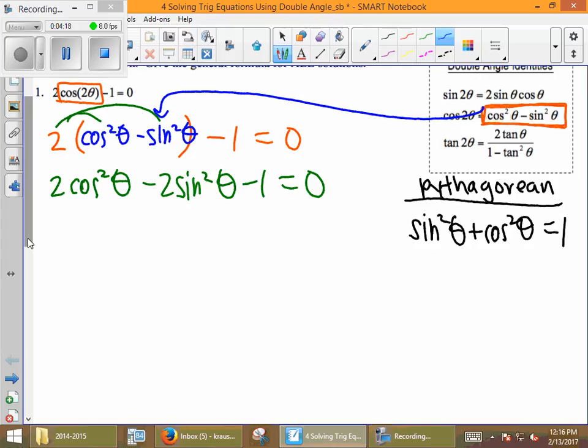What's nice about this one, though, is that we have two choices. We can either replace the cosine squared, or we can replace the sine squared. In this case, it literally does not matter which one you replace, because we'll be able to solve it either way. So it's kind of personal preference. I don't think one way is easier than the other, so you tell me, what do you want to replace?